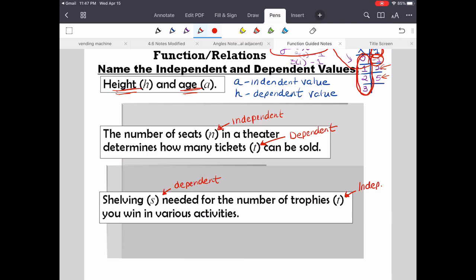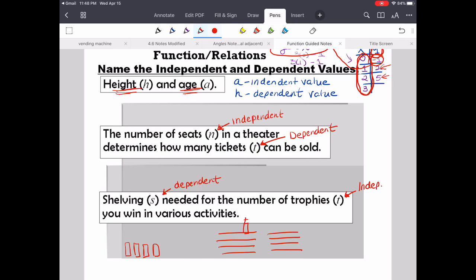You might have a bunch of shelves made in your room, but then there's only one trophy to display in that case. Well, then you built way too many shelves. But if you wait and count the number of trophies you've collected, then you'll know how many shelves you need. So the number of shelves is dependent on how many trophies you have, or how big the trophies are, I guess, too. That would depend on that as well.